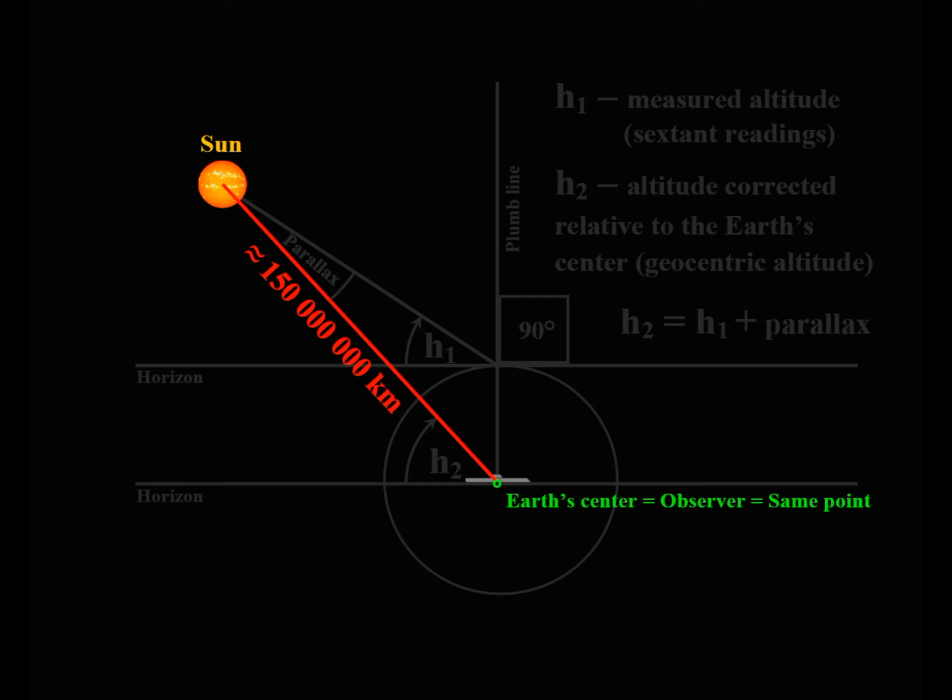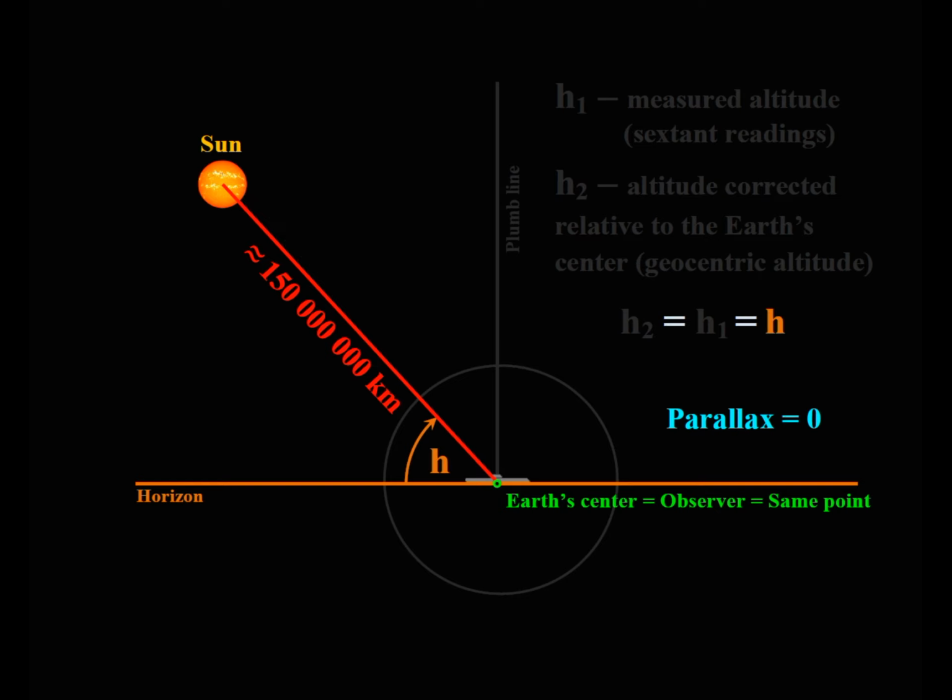H1 and H2 angles now appear to be the same angle. The parallax of the Sun is non-zero, but still very small. In practice, the parallax of the Sun can be taken equal to 0. H1 and H2 angles in this case will represent the same angle, H.